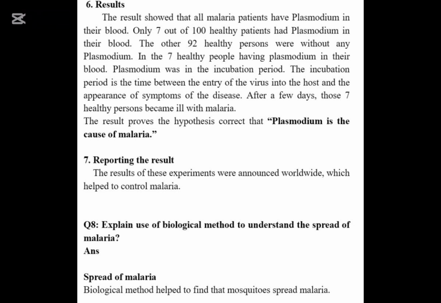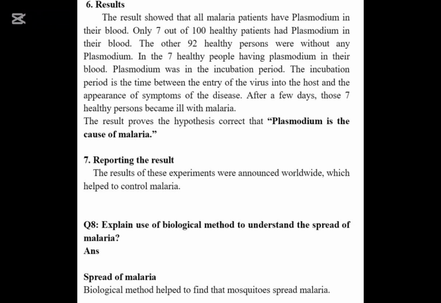Sixth step is the reporting of the result. Scientists share these results with the whole world. This helped doctors and governments understand malaria better and find ways to control it. So, students, remember the biological method has clear steps. Starting with problem, hypothesis, deduction, experiment results, and reporting. Using this method, Laveran proved that a tiny parasite called Plasmodium causes malaria.